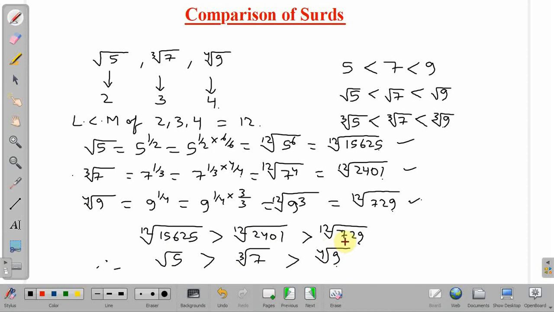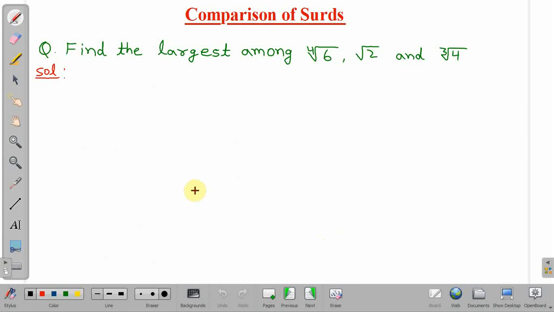So we will see the problem that was given in the starting. We have to find the largest among fourth root of 6, square root of 2, and cube root of 4. So here the given surds are of the order 4, 2, and 3 respectively.